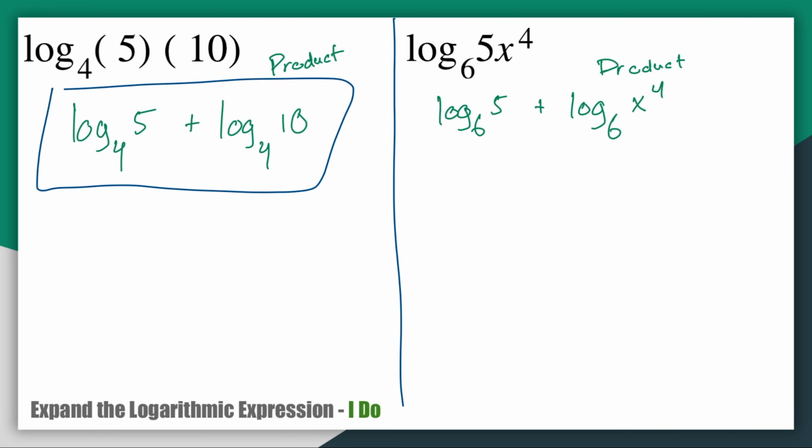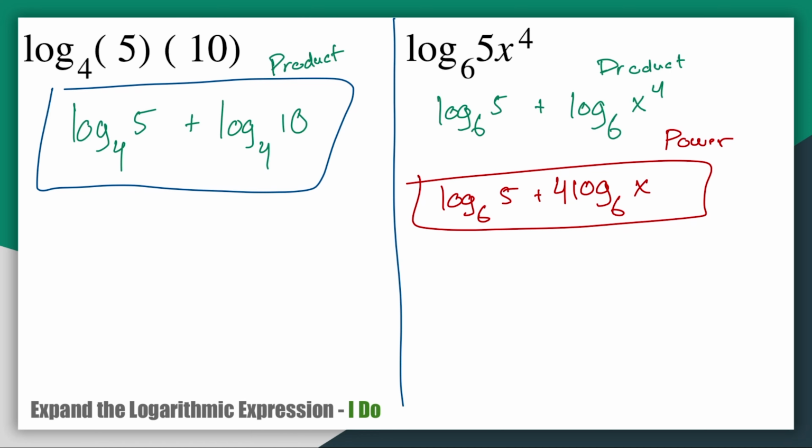So that's what we're going to do. We're going to use the power property, and we get log base 6 of 5 plus 4 times log base 6 of x, because we moved the 4 in front. And now this is the most simple form that you can have. All right, let's go to 2 for you guys to do.